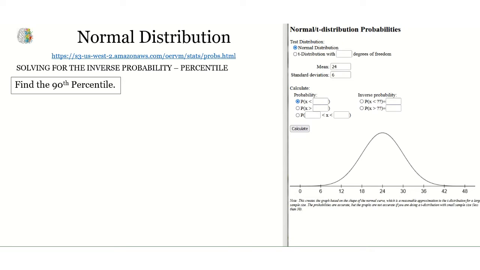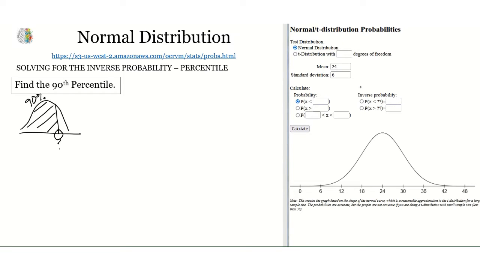It says find the 90th percentile. So what does that mean? If we draw our graph, then what that tells us is that we are given the 90th percentile, which is the same as saying 90%. And we want to find what is that X value that matches right here at this point. What is that X value that's going to give me a 90th percentile?